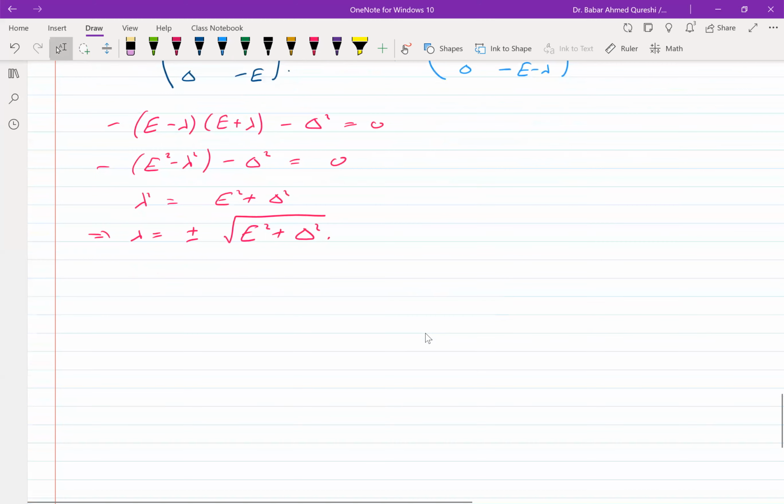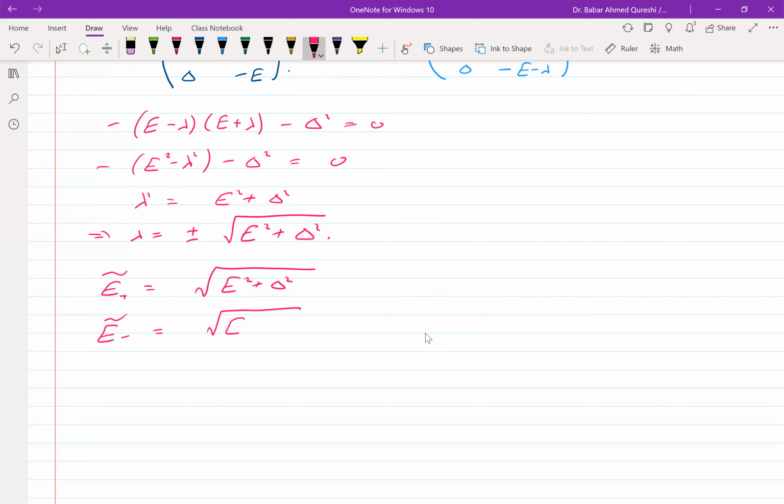So that means the two energies, the eigenvalues, are just the energy eigenvalues. I was solving it for the Hamiltonian. So there's this, and there's this, and actually let's say E minus is just minus E plus.